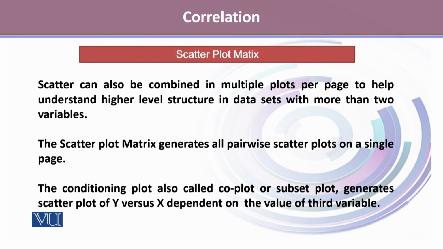Scatter plots can also be combined in multiple plots per page to help understand higher level structure in datasets with more than two variables. Such a plot is called a scatter plot matrix, which generates all pairwise scatter plots on a single page. The conditioning plot, also called a co-plot or subset plot, generates a scatter plot of y versus x dependent on the value of a third variable.